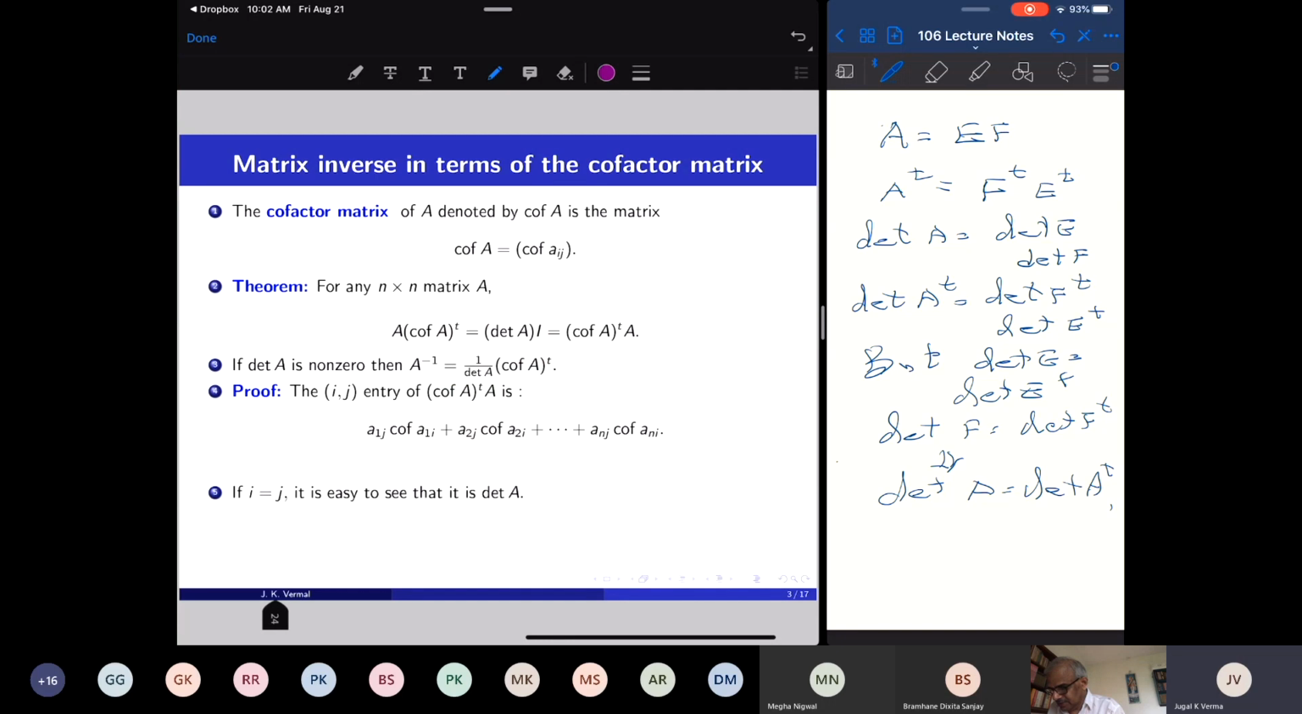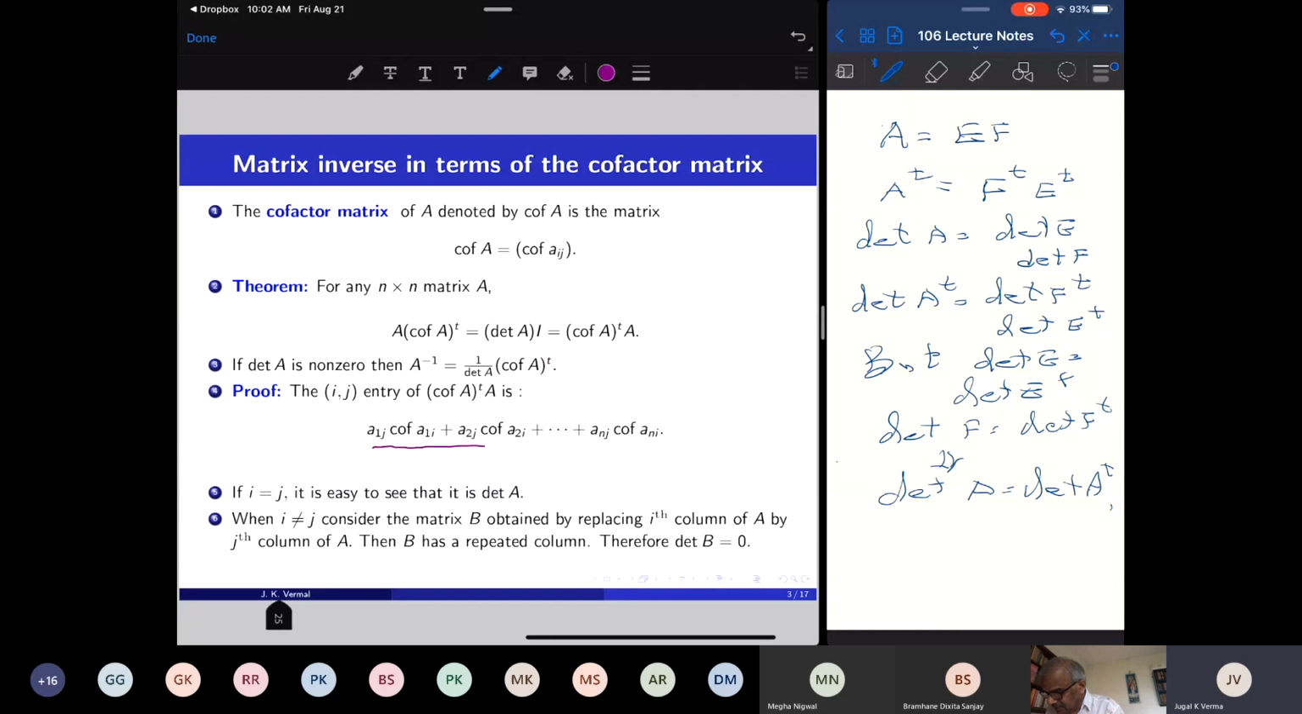Okay, this is just the determinant. We have proved that this is just the determinant. Okay, if I equal to J, and if I not equal to J, then you can just look at this expression and see that you take the matrix B obtained from A by replacing the ith column by the jth column. Then you get a new matrix which has two identical columns, right? So B has a repeated column, and so its determinant is 0. And that is precisely this formula.